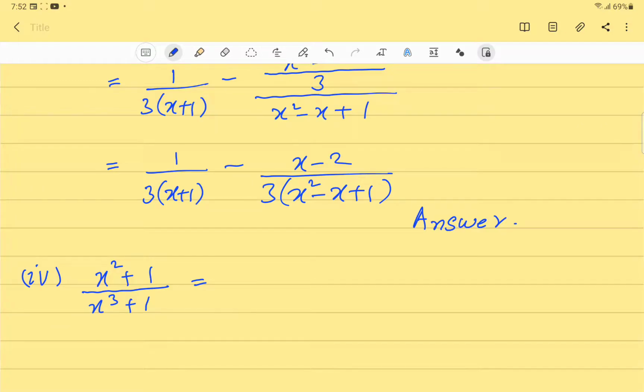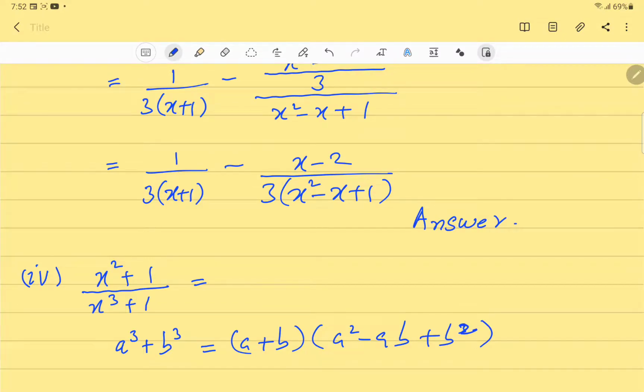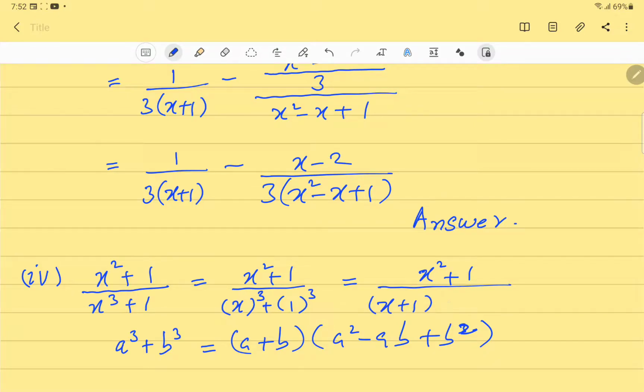So it is a proper algebraic fraction, and in this algebraic fraction the denominator is again the same as we have seen in the previous question, which is x cube plus 1, and this x cube plus 1 we factorized with the help of this formula. Here we are going to do the same. X squared plus 1 over x cube plus 1 cube, which is equal to x squared plus 1 over x plus 1 into x squared minus x plus 1.